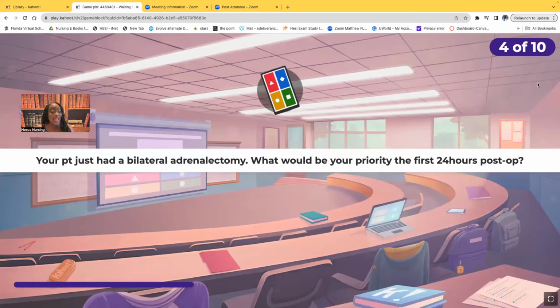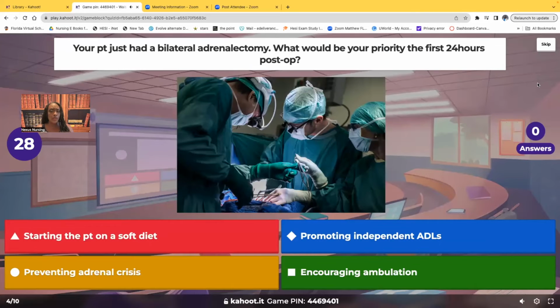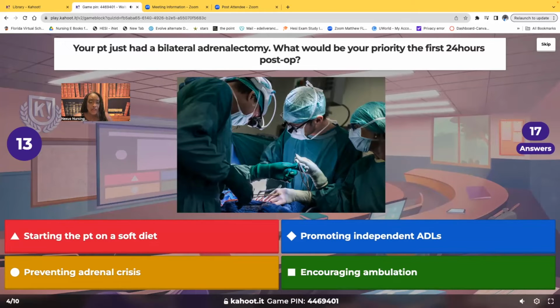Your patient just had a bilateral adrenalectomy. What would be your priority the first 24 hours post-op? So your patient just had an adrenalectomy. You've got 2 adrenal glands. Both have been removed. The first 24 hours after surgery, what's going to be your priority? Here are your choices: starting the patient on a soft diet, promoting independent ADLs, preventing adrenal crisis, or encouraging the patient to ambulate.